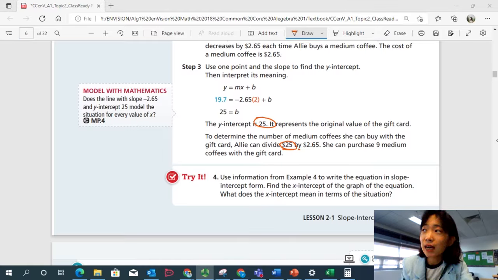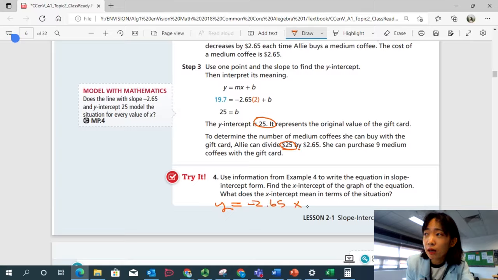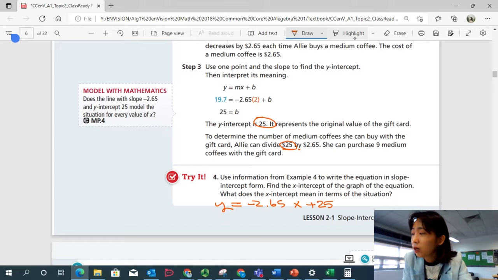Okay, have you figured it out? So using all the information that we already have figured out, you should be able to write the equation quickly. So y is equal to your slope, negative 2.65 times x, plus your y-intercept, 25. That is your equation of the line. And what is your x-intercept?